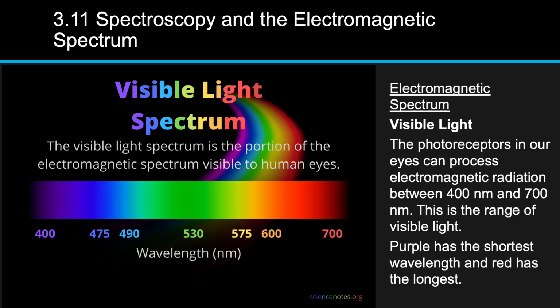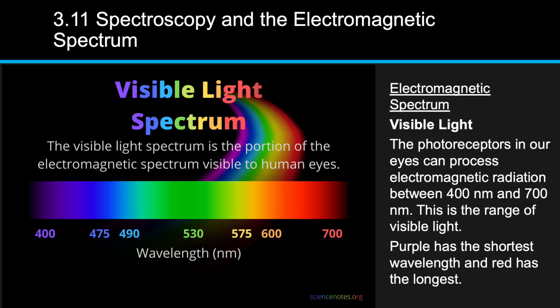The visible light spectrum is the tiny part of the electromagnetic spectrum that our eyes can actually detect. It covers wavelengths between 400 nanometers and 700 nanometers. At the short end of around 400, we see violet and blue light, which have higher frequencies and higher energy. At the long end of around 700 nanometers, we see red light, which has lower frequency and lower energy.